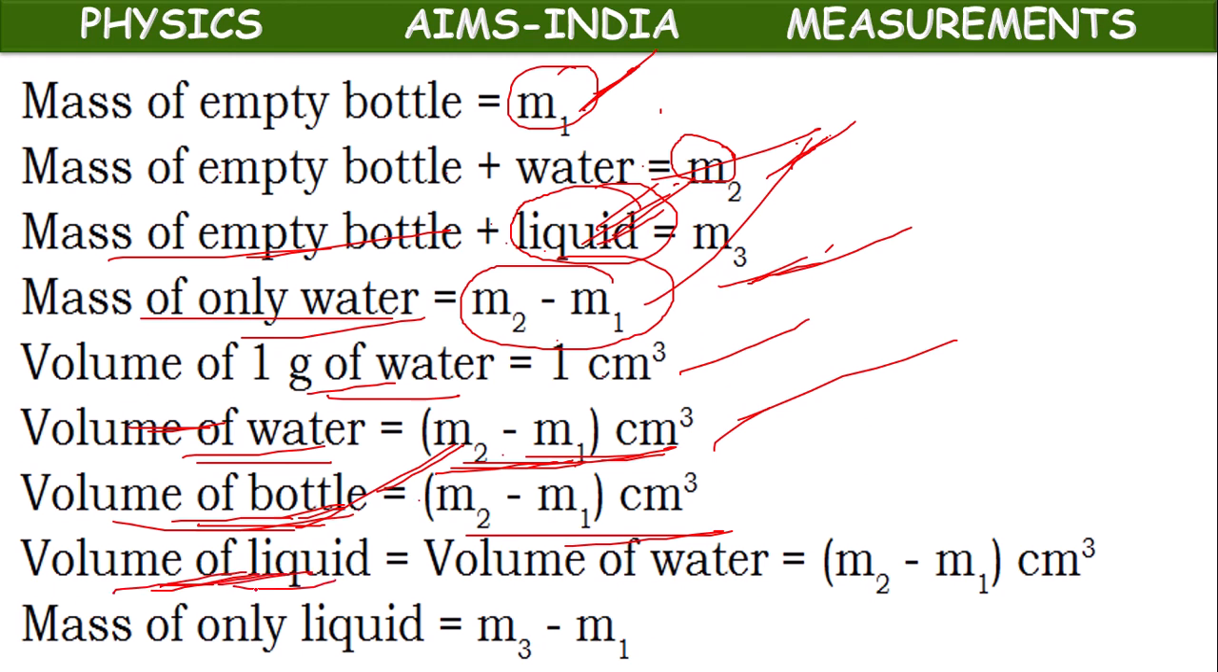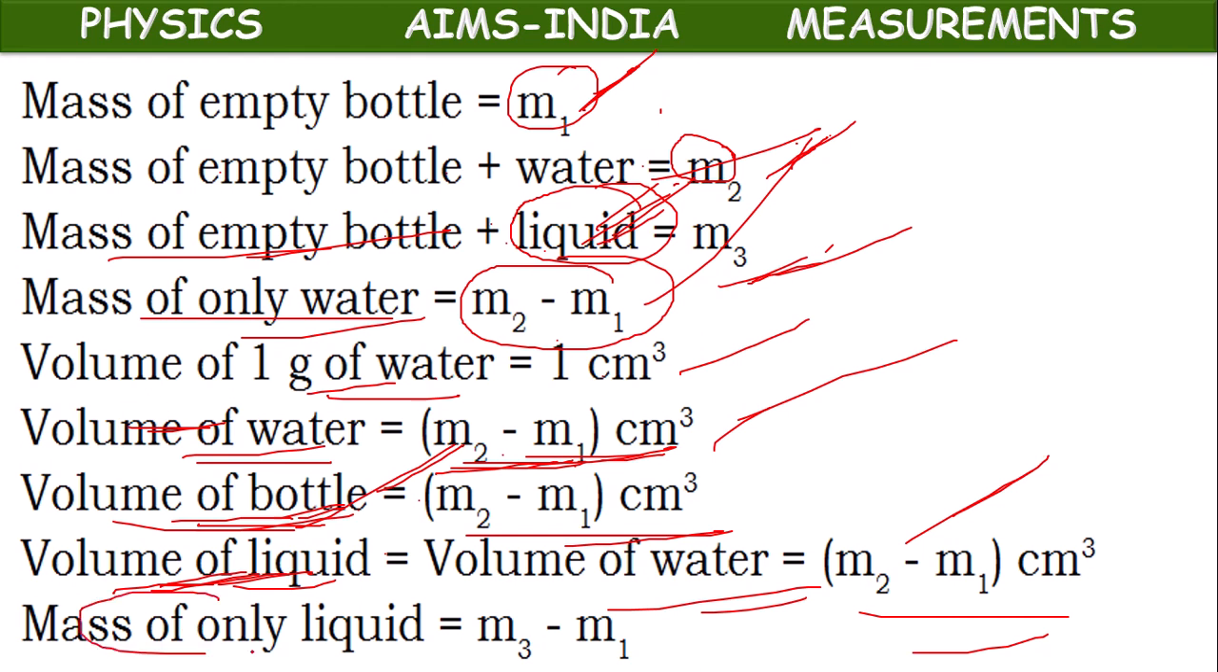Next one, volume of liquid. Because the same amount of water, the same amount of liquid we have taken. The density bottle is completely filled first with water and then with liquid. Both the volumes are the same. So the volume of liquid will also be equal to M2 minus M1.